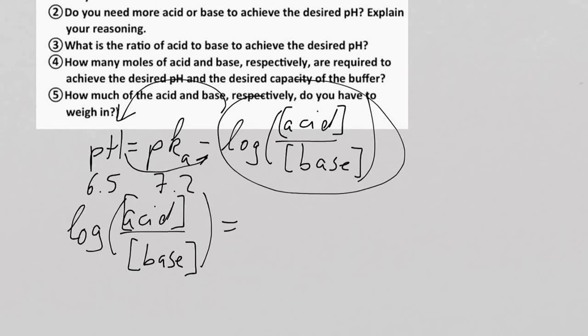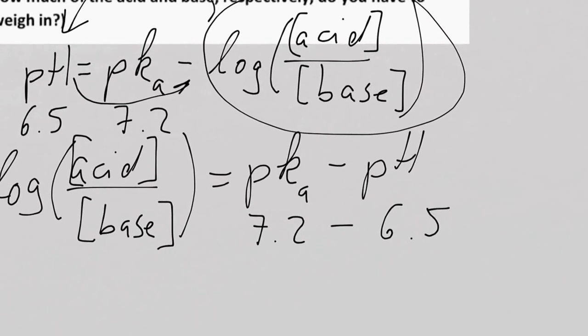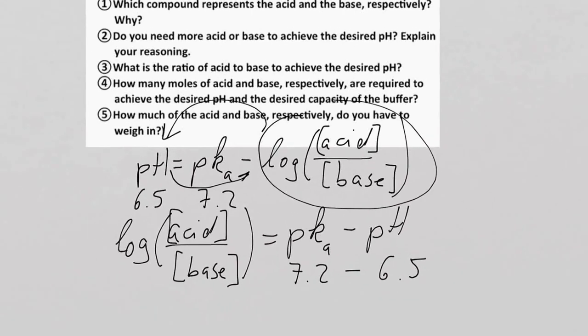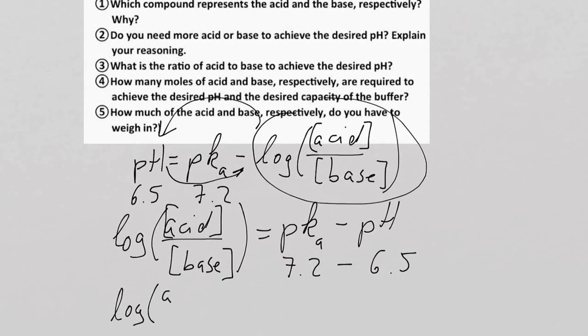So we bring that to this side and the pH to the other side, and we have log of acid over base equals pKa minus pH, just by rearranging this equation. So here we have 7.2 minus 6.5, and we get log acid over base equals 0.7.